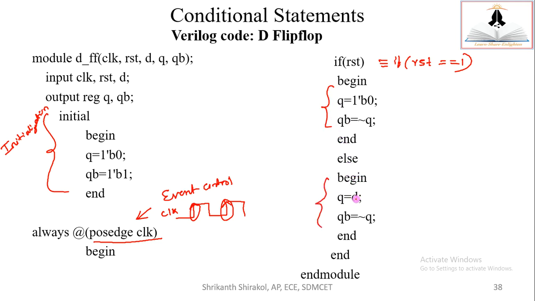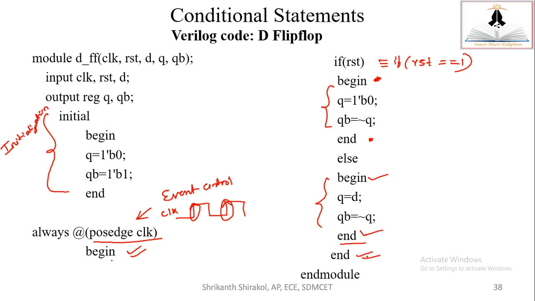Else again begin, because multiple statements. If reset is 0, then the else part will be executed, that is q is equal to d. And qb is again the inverted version of q. This end is for this begin, and this end is for this begin, because this begin has ended here, else begin has ended here, always begin has ended here. That's it. This is end module.